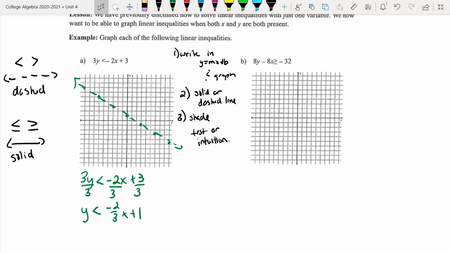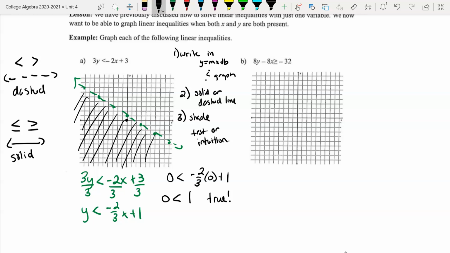Now, on the shading, you can use a test point or intuition. When I say test, normally I test 0, 0. If you notice, 0, 0 is below the line right here. If I plug in 0 for y and 0 for x, we'll see if it's a true statement. 0 less than 1 is what I get. That is a true statement. So that means I would want to shade where that point is, which is below the line. So I would shade everything below the line.